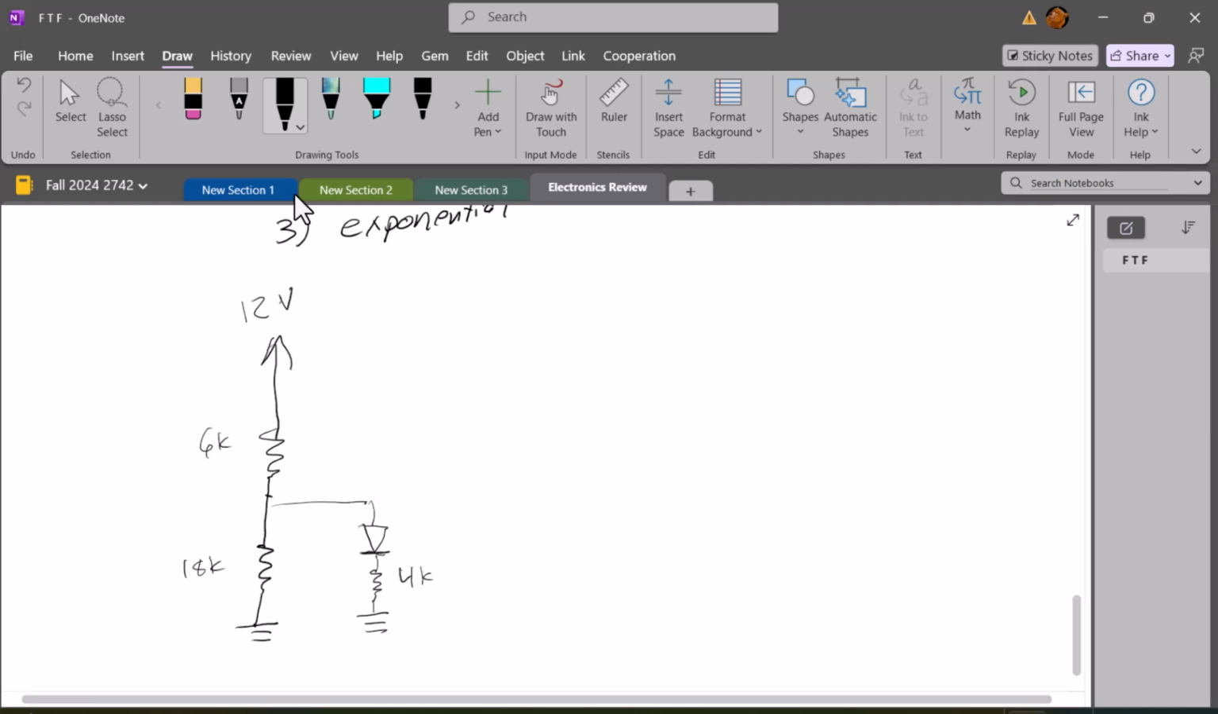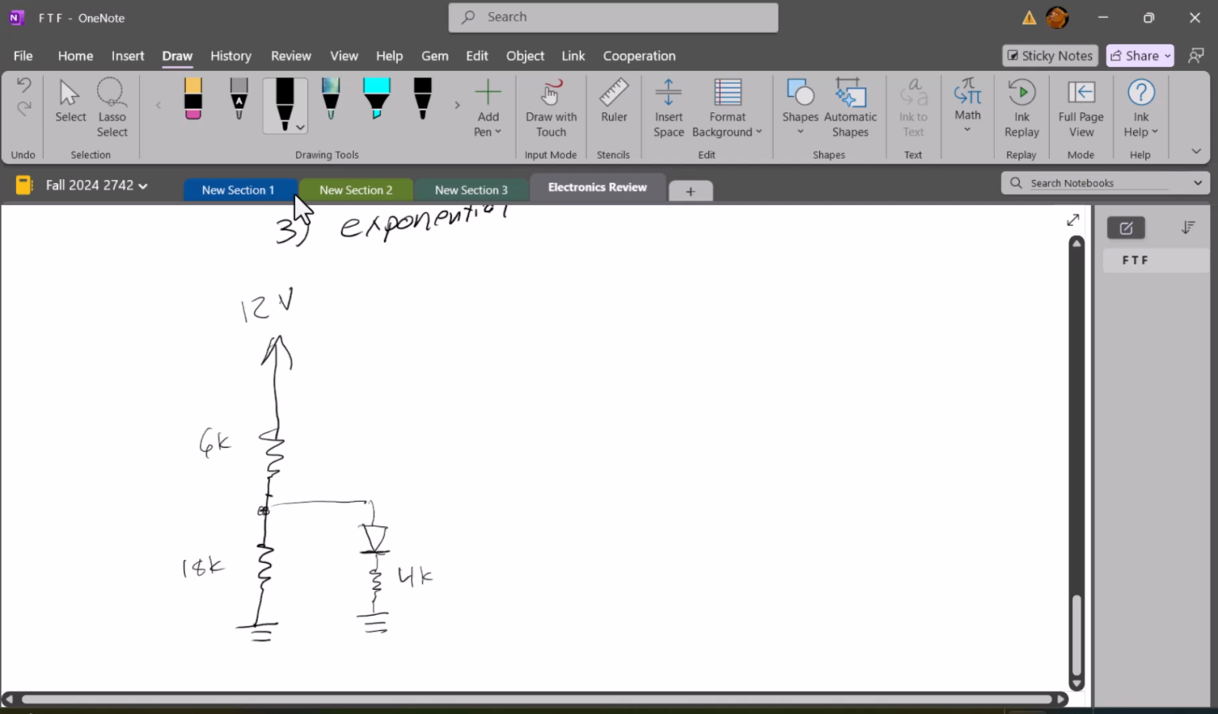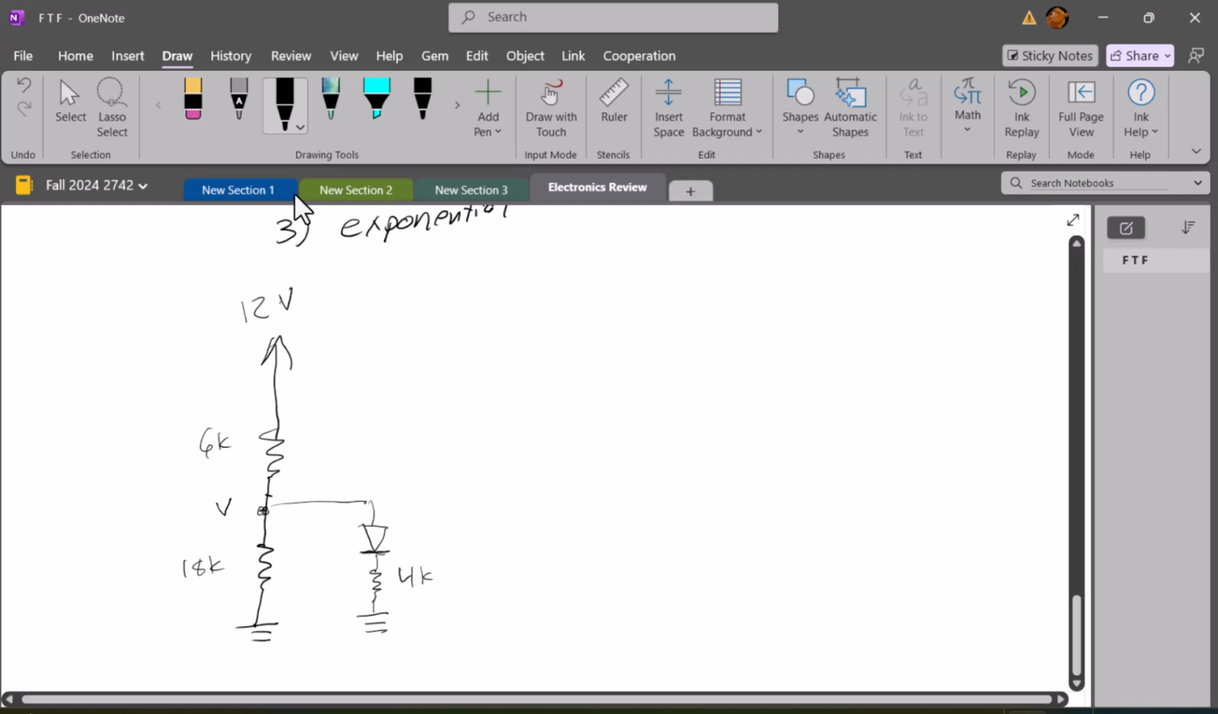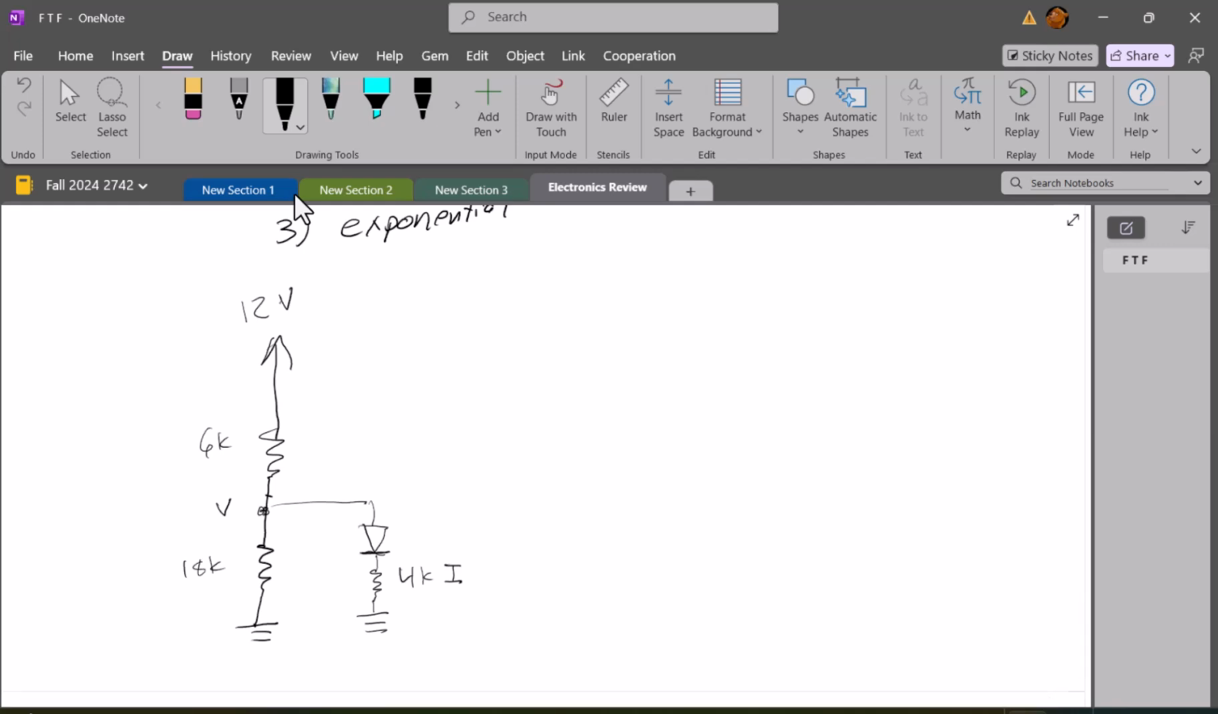And let's find, I would like to find V here and I here using each of our three models. So our first model is going to be ideal. And in ideal, we need to determine basically if the diode is on or off.